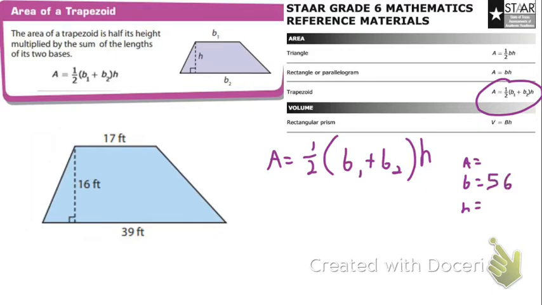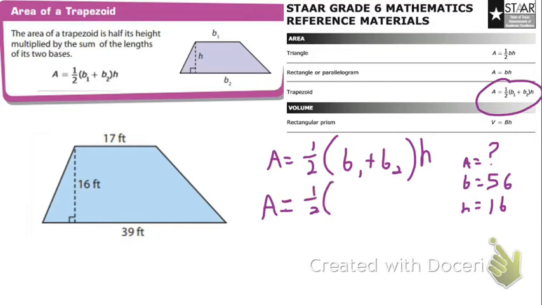And then our height. Remember, once again, our base and our height are always perpendicular. So right there, we know that the height is 16. And we don't know what the area is, so we put a question mark there. Let's plug everything in. We don't know what the area is, so let's go step by step.